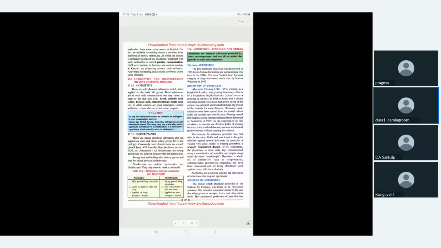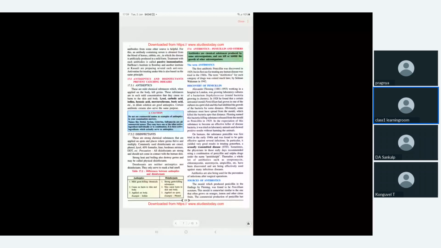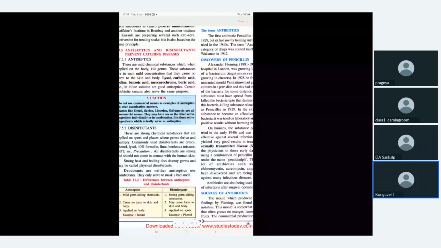And then look at the difference between disinfectants and antiseptics. Mild germ-killing chemicals are antiseptics. Disinfectants are strong germ-killing substances. Antiseptics cause no harm to the skin and body, but disinfectants may cause harm to the skin and body. Antiseptics are applied on the body, of course. Examples are iodine and phenol. Okay, fine.